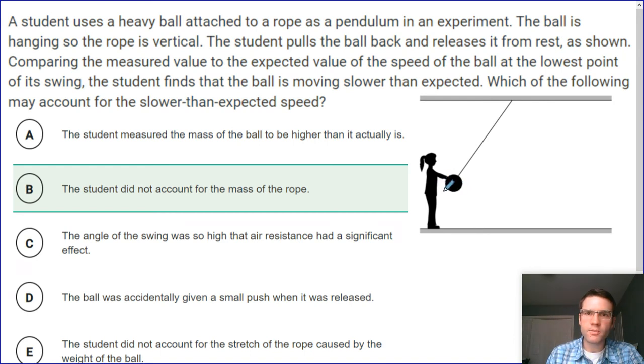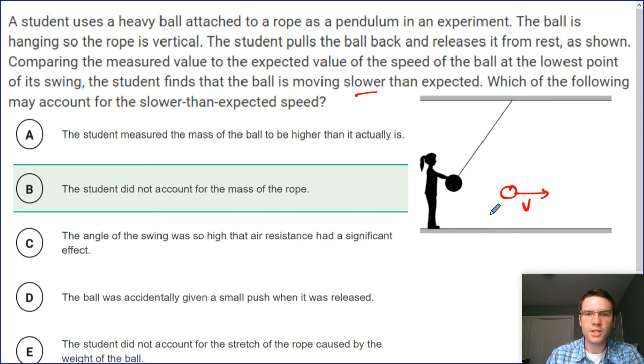The student pulls back the ball, releases it from rest as shown, and it goes back and forth. They compare the measured value to the expected value for the speed of the ball at the lowest point. So once it gets down to here, it has some speed. They actually measure experimentally, and they find that the speed down here is slower than they expected. Which of the following may account for a slower than expected speed?